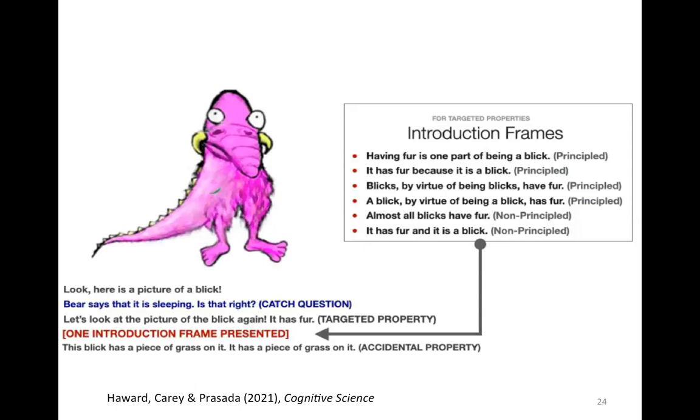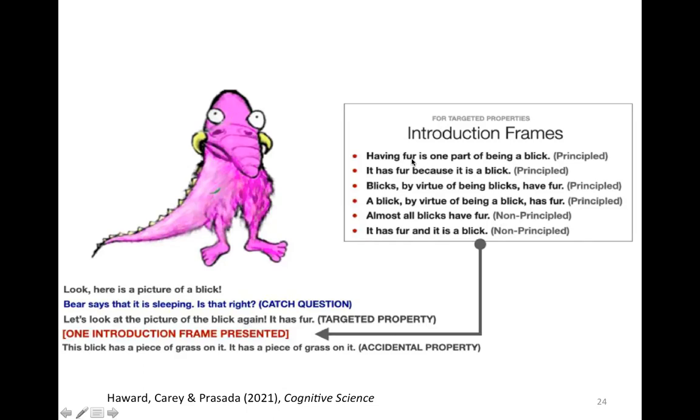and we did so either through an introduction frame, which gave evidence that the property has a principal connection to the kind, or through an introduction frame where we didn't give any evidence that the property has a principal connection to the kind. For example, almost all blicks have fur suggests a strong statistical connection, but it doesn't implicate a principal connection. And it has fur and it is blick gives no information about whether or not there's a principal connection between the kind and the property.